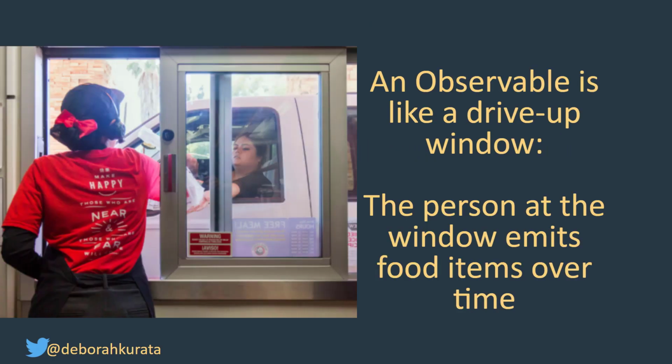You could kind of think of an observable like a drive-up window. The person at the window emits food items over time. And if you went back around and asked the person at the window, hey, what was in the bag of stuff you just gave me? They would go, I don't know, I just gave you the bag and it's up to you to deal with whatever's in there. Once I gave it to you, I have no recollection and you're gone. So you can kind of think of an observable like that.